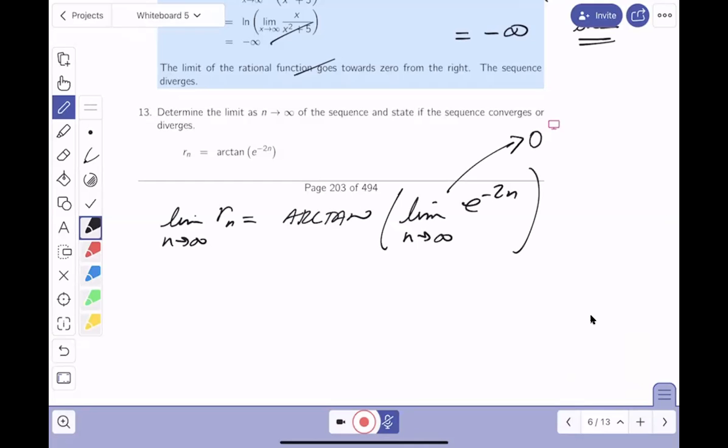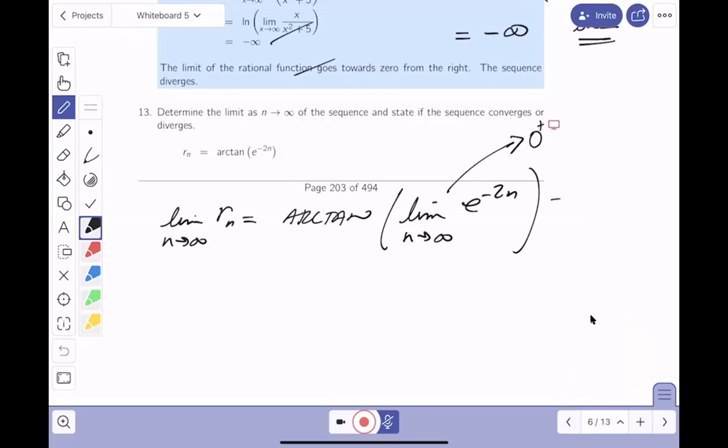All right. Now someone's going to say, what kind of numbers go to 0 from the right side? Right. So when you're going towards infinity, e to the minus 2n is going to be 1 over e to the 2n, and the bottom's going towards positive infinity. So 1 divided by positive infinity is a positive number. That's why I'm saying it's going to 0 from the right side.